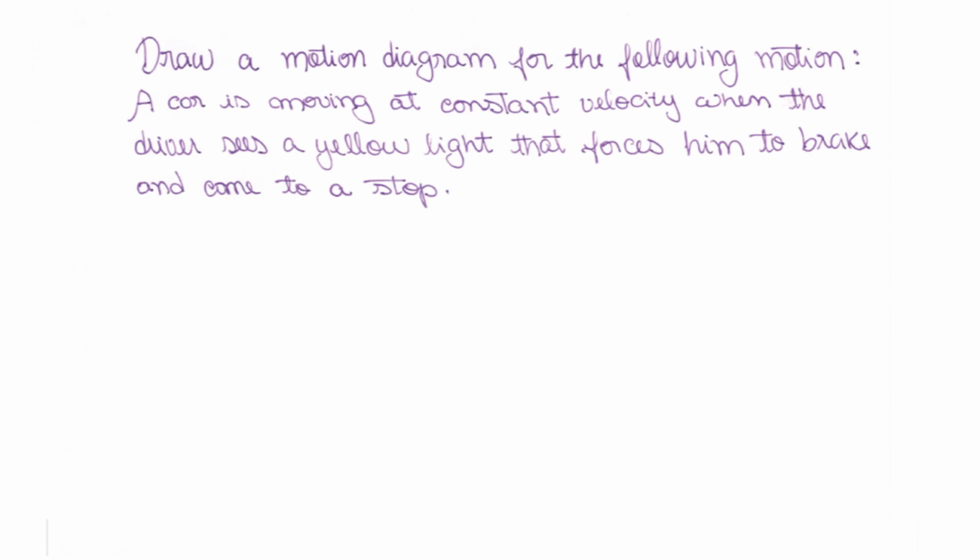Okay, let's try this one. Draw the motion diagram for the following motion. A car is moving at a constant velocity when it sees a yellow light that forces the driver to brake and come to a stop.